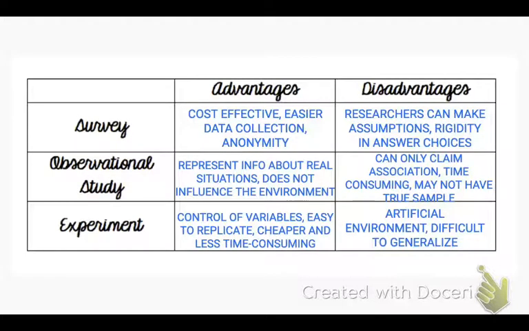But that also means that it's an artificial environment. We kind of are controlling things so much that we don't really know if this is what would happen if we weren't asking people to take the medication every day, if they were having to do that on their own. And it's still difficult to generalize, meaning we can make conclusions about the people that actually took or participated in the experiment, but it's hard to generalize that to the population at large.